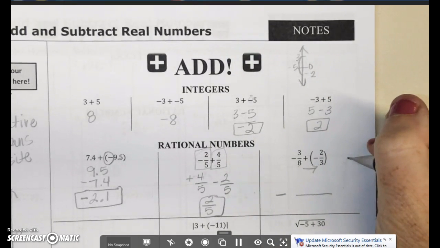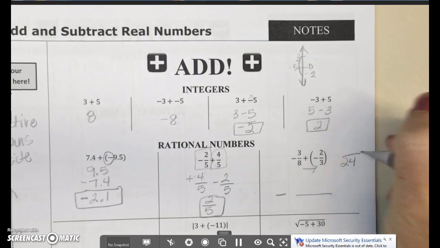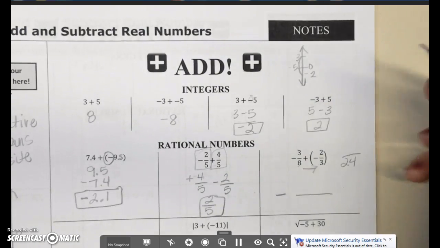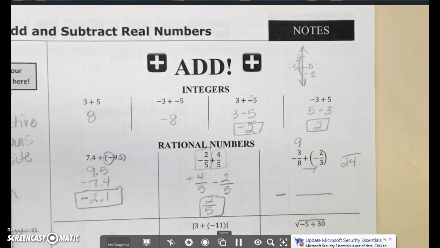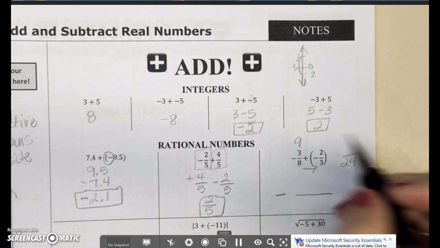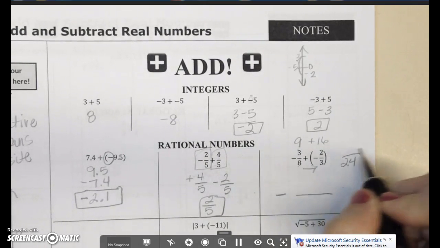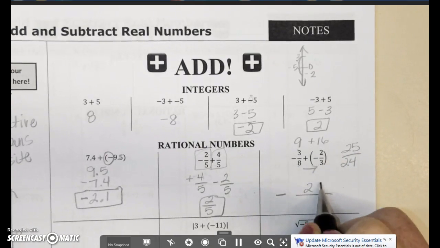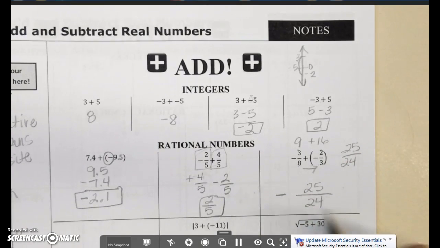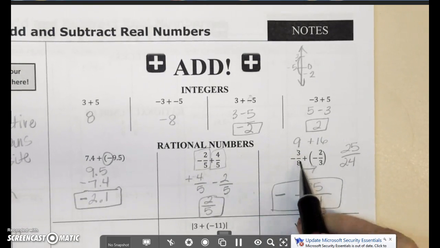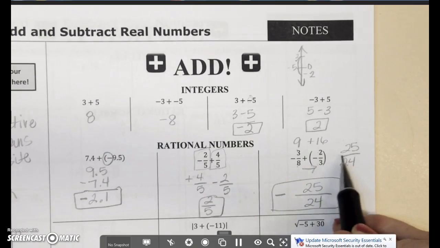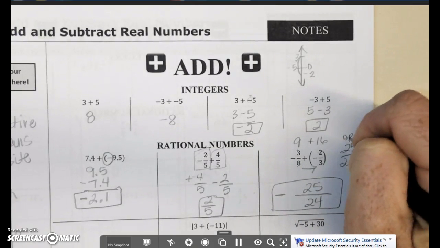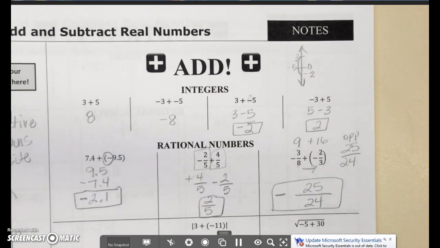So 8 times 3 is 24, and then we've got 3 times 3 is 9. Yes, you can use bow tie for integers. And 8 times 2 is 16, and we're just going to add those together, because we already know when we do that, our answer is going to be negative. Just like that. We know it's the opposite, because these were the opposite of positive 3/8 and positive 2/3, so our answer is the opposite of what our answer would be if they were positive.